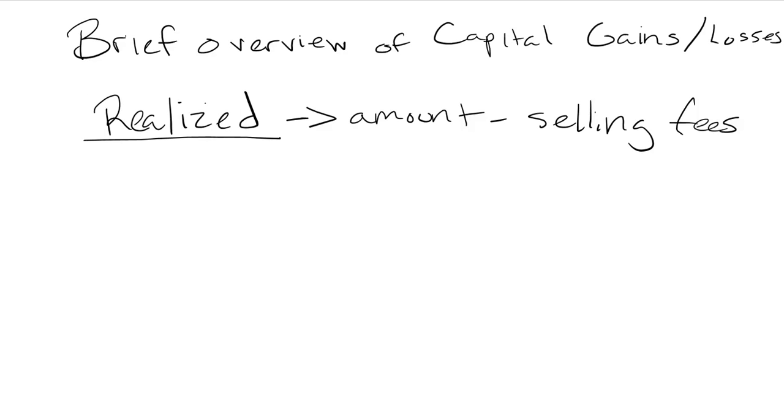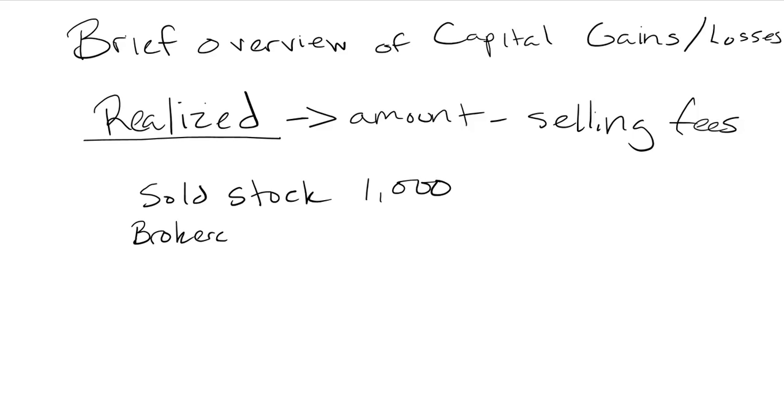So let's say in this example, you sold stock for $1,000, and there was a brokerage fee of 100. To get to your amount realized, which is the first part of this lesson, you simply subtract out any selling fees, which in this case is the brokerage fee. So your amount realized is going to be 900. All right, you've hammered down this concept. You're good to go. The next thing we need to talk about is what's called adjusted basis.